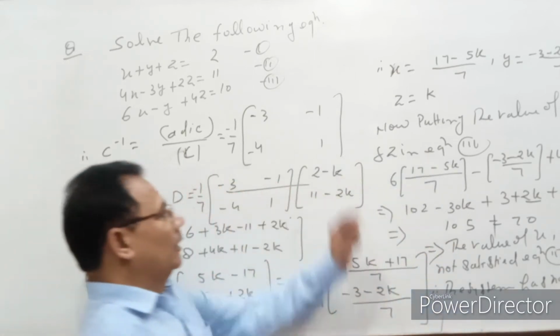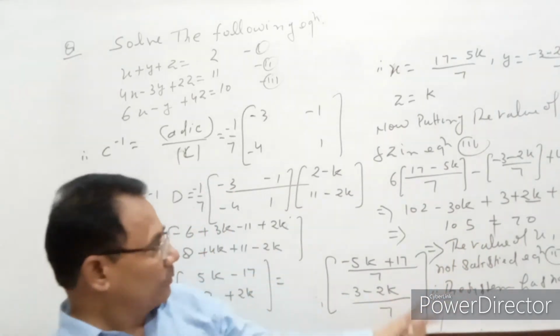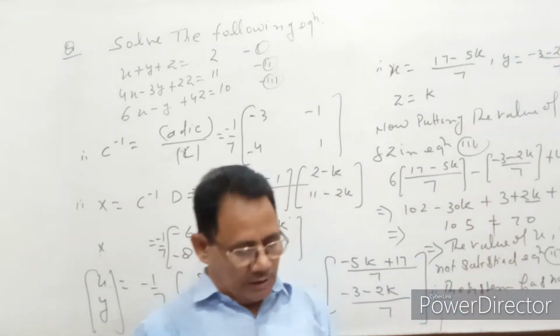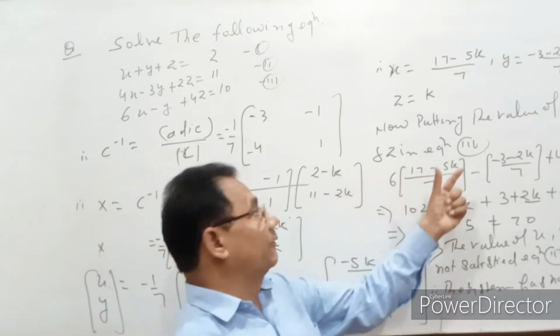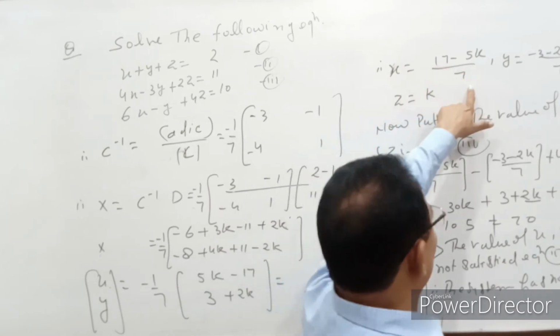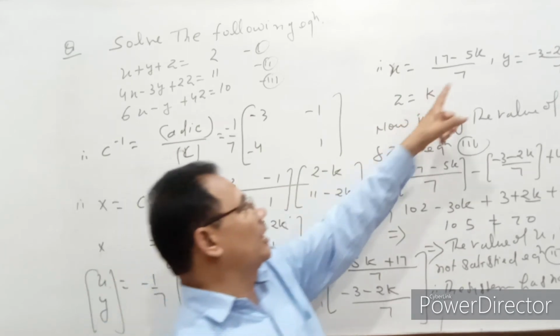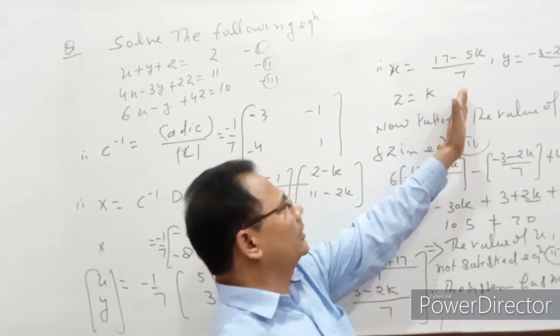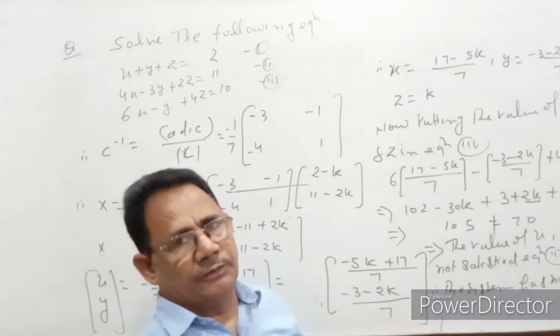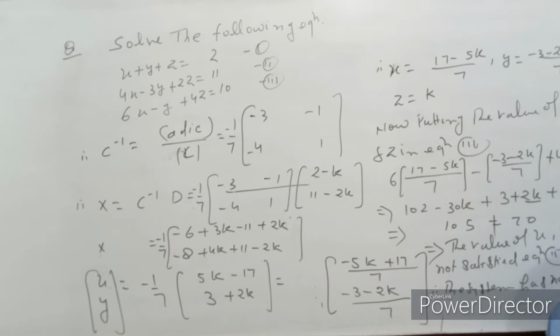Look, pay attention here: if the value of x, y and z satisfy the third equation, then we say the system has infinitely many solutions, and our solution is x is equal to this, y is equal to this, and z is equal to this, where k is any real number. If we take different values of k, then we get different solutions of x, y and z. So therefore we can see that the system has infinitely many solutions.